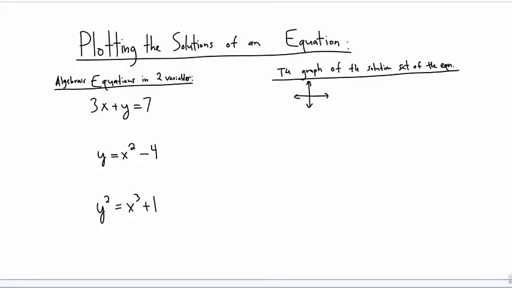So the x-axis is the horizontal axis, the y-axis is the vertical axis, and the graph of this equation, 3x plus y equals 7, is a line. So these green points are exactly the solution set to the algebraic equation. How about for this next one? This one will not be a straight line. Here we'll have what is called a parabola.